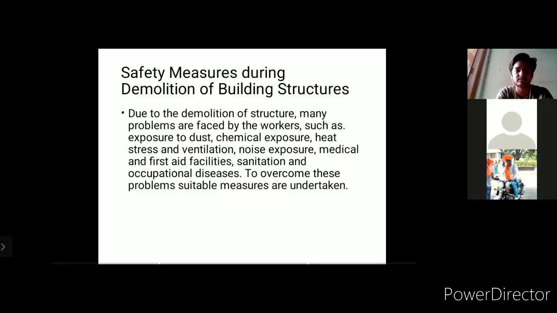Safety measures. Then the next measure is that due to demolition of structures, many problems are faced by workers such as exposure to dust, chemical exposure, heat stress and ventilation, noise exposure, medical and first aid facilities, sanitation, and occupational diseases.